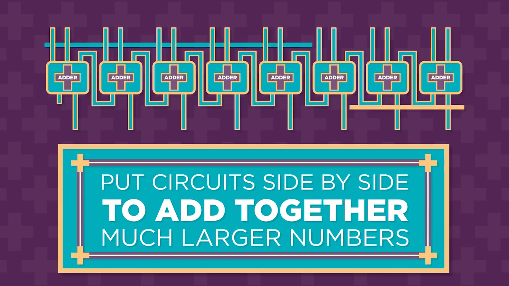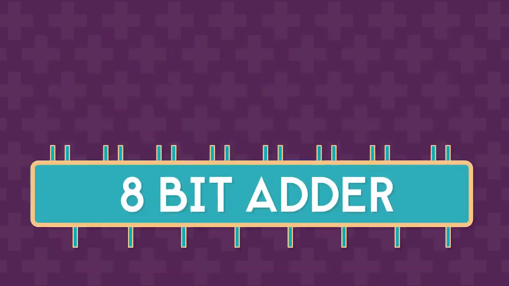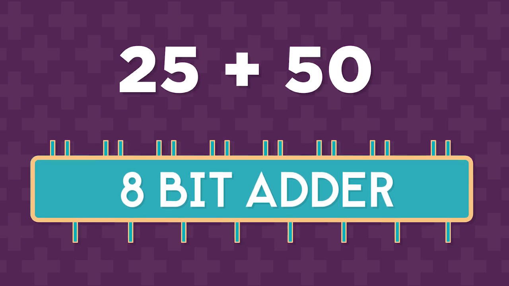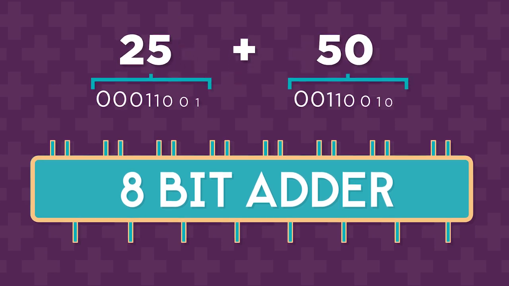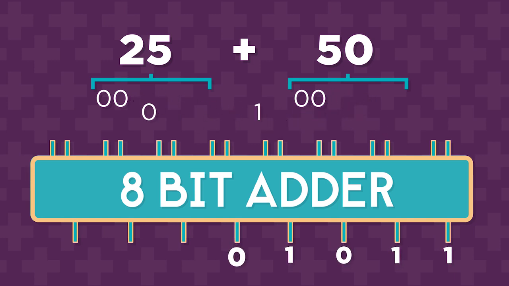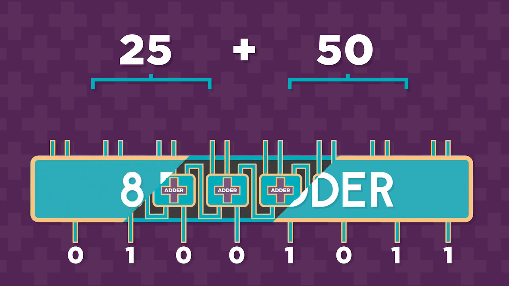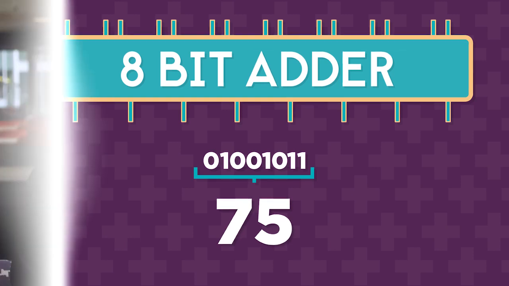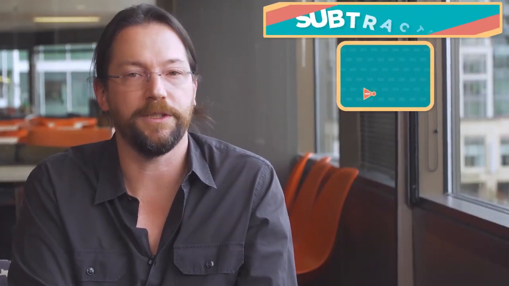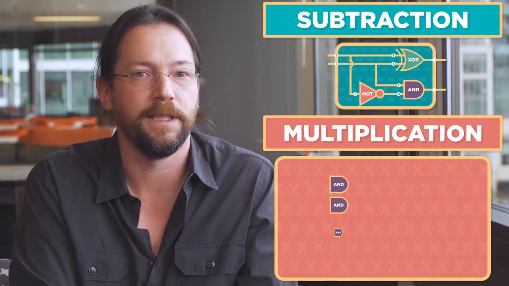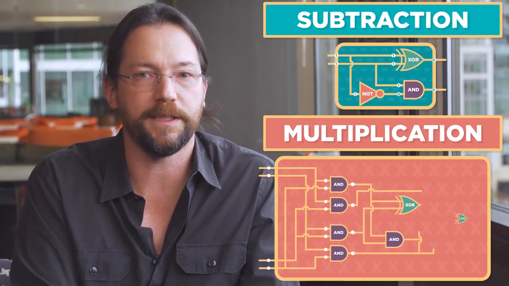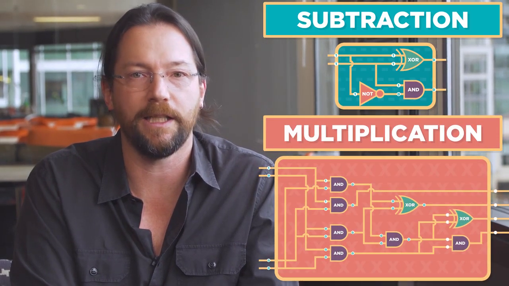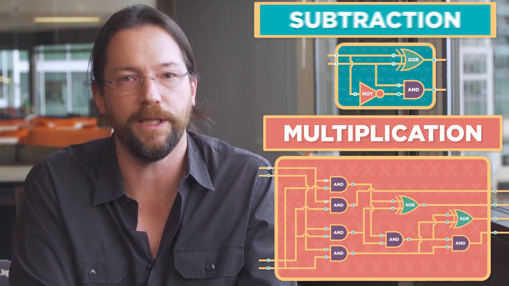For example, here's how an 8-bit adder adds the numbers 25 and 50. Each number is represented using 8 bits, resulting in 16 different electrical signals that go into the circuit. The circuit for an 8-bit adder has lots of little adders inside of it, which together calculate the sum. Different electrical circuits can perform other simple calculations like subtraction or multiplication. In fact, all the information processing your computer does is just lots and lots of small, simple operations put together.